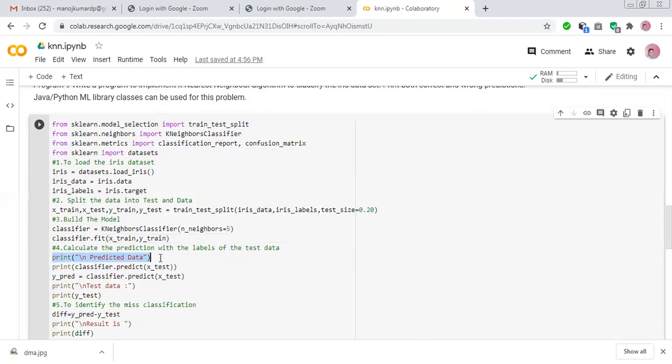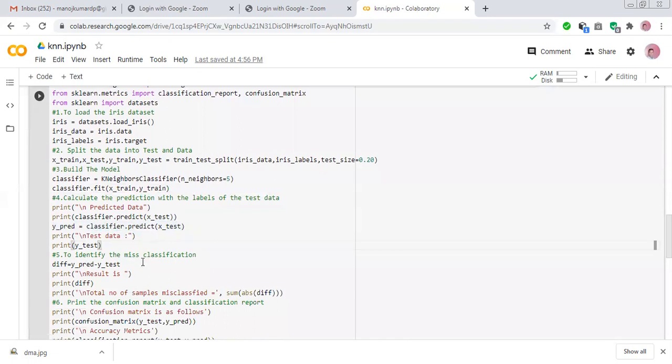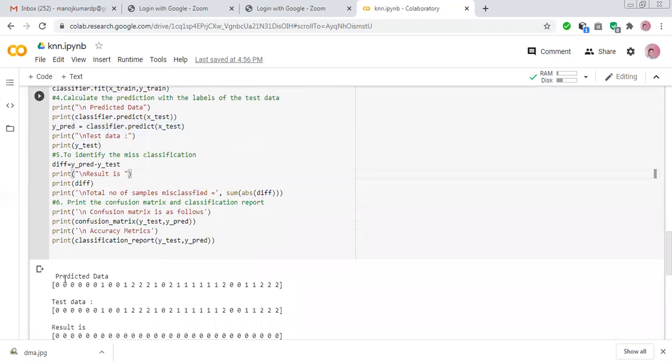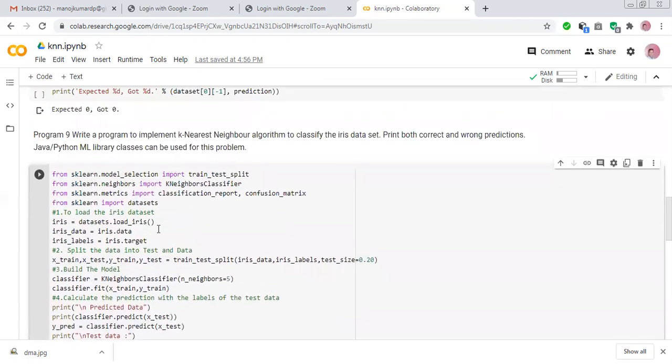Predicted data, so prediction with labels. Where are you going to predict? You want to predict the result of X test. So for that you take it as Y pred. Y test is to be predicted. So that we take as classifier dot predict. So what is testing data and what is misclassification? The confusion matrix and accuracy matrix will be printed. So where has the data been taken from? That is the iris data.